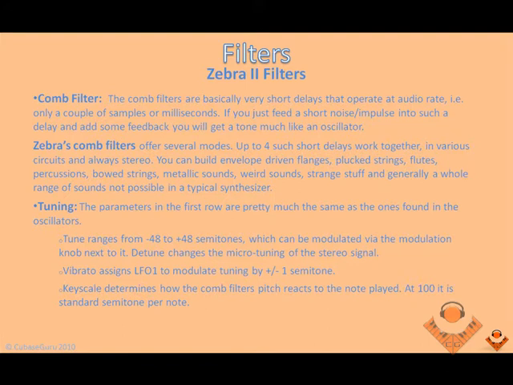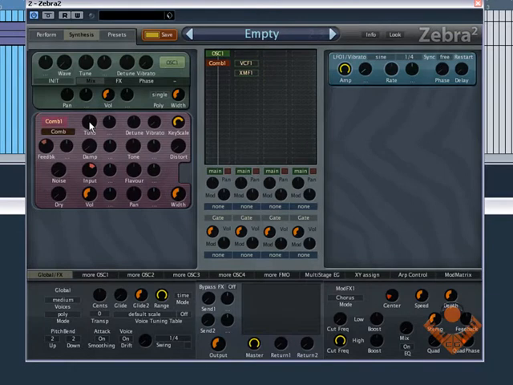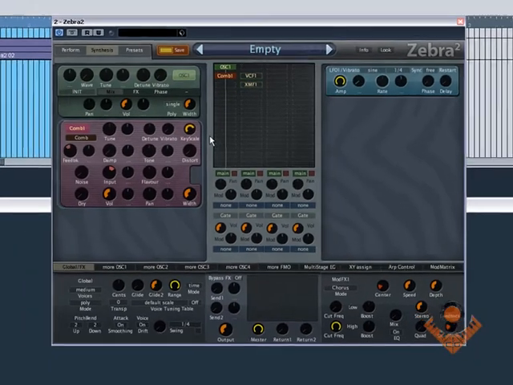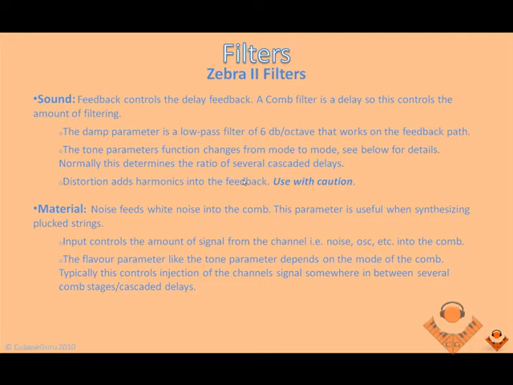Let me just show you the comb filter. This is the comb filter here. As you can see, there's some very similar to the oscillator, in fact: tune, detune, vibrato, key scale. So we know what all these are, so there's nothing new there, and they work the same. Tune ranges from minus 48 to plus 48. Vibrato assigns the LFO1, and the key scale determines how the comb filter's pitch reacts to the notes played. So same as an oscillator, pretty much. Feedback controls the delay feedback. A comb filter is a delay, so this controls the amount of filtering. So let's have a listen to that.